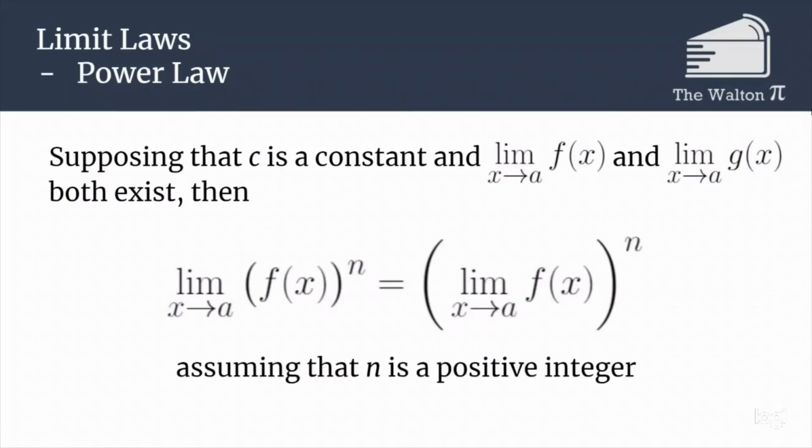And then we have the power law. The limit as x goes to a of f of x all to the nth power is the same as the nth power of the limit of the function, assuming that n is a positive integer. In other situations it might not hold.